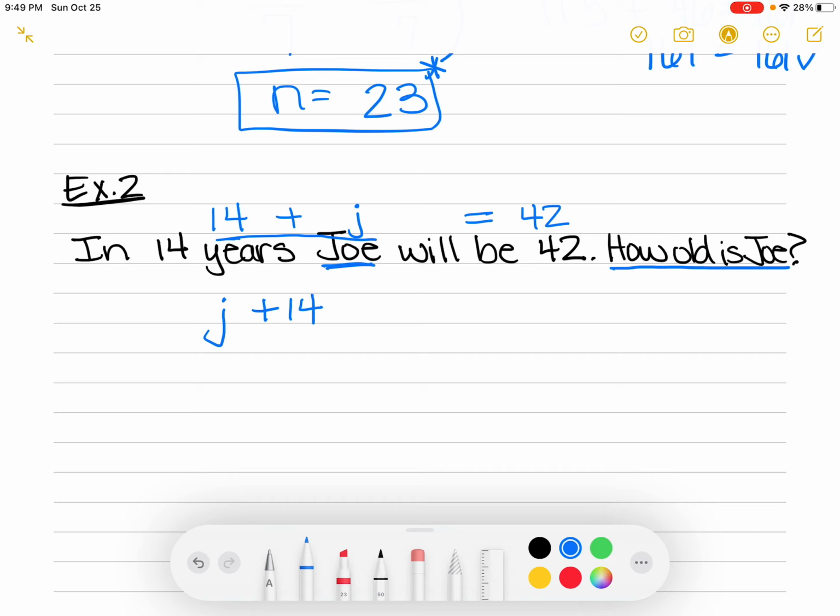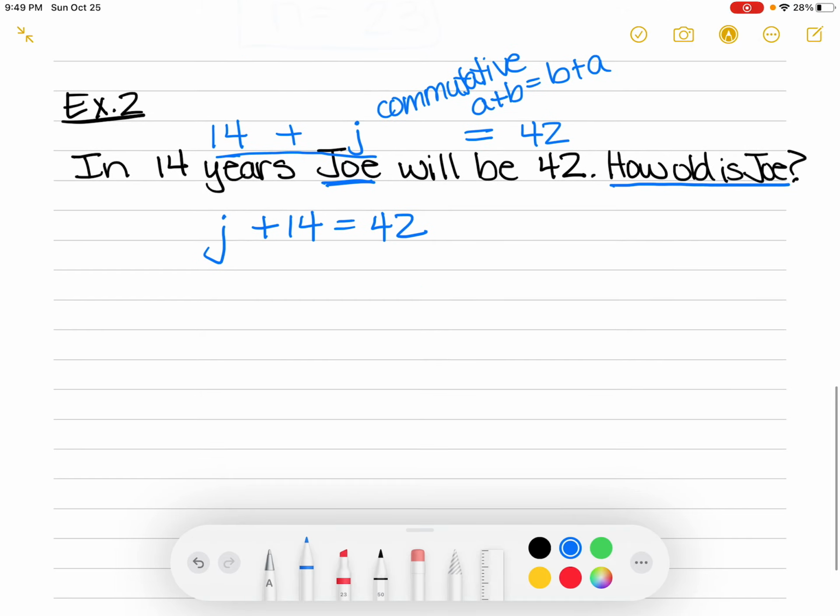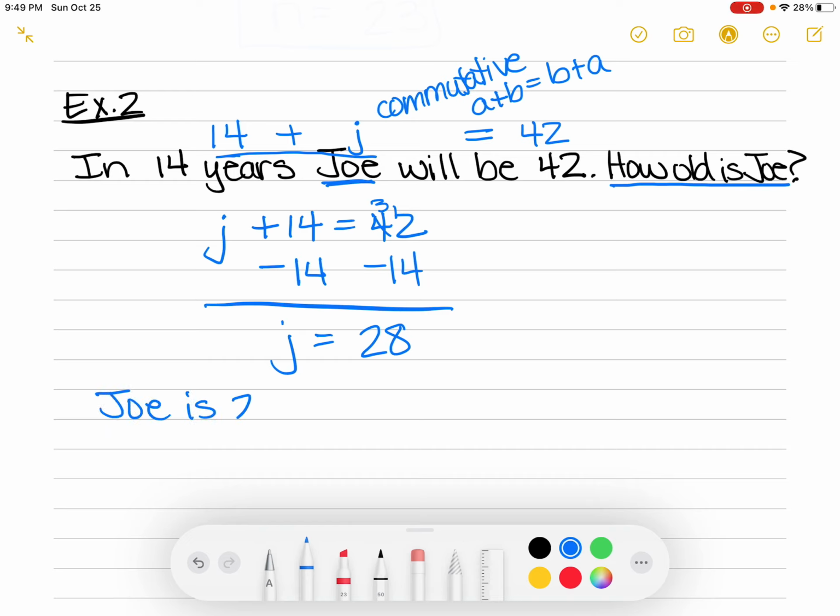And remember, my commutative property tells me that I can flip around addition problems. So remember, commutative says A plus B equals B plus A. That tells me I can flip them around. So I flip the 14 plus J, so that looks like this, J plus 14. And now I'm going to just subtract 14 to solve the problem. And I get J equals, and when I solve this problem, I get 28. So this tells me that Joe is 28. Okay, so where it says how old is Joe, I would say Joe is 28 years old.